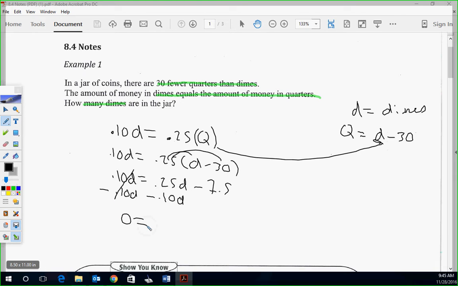25 cents minus 10 cents is 15 cents. And now we're just going to solve. What do we do next? Luke? Yep. Add 7.5. Don't be alarmed because it's 0 over here. It's still a number.